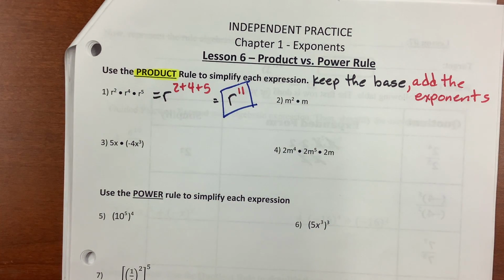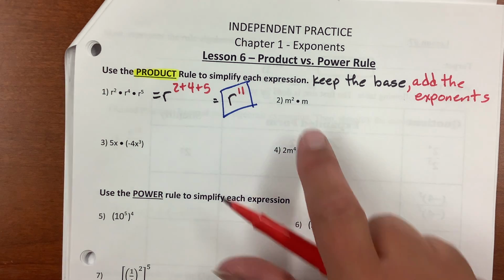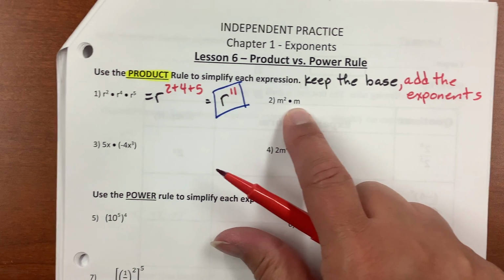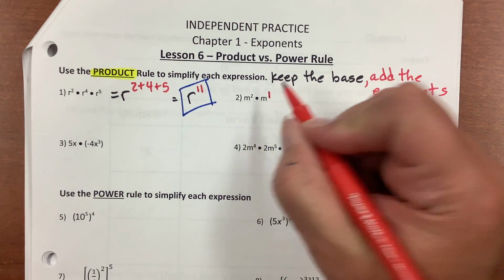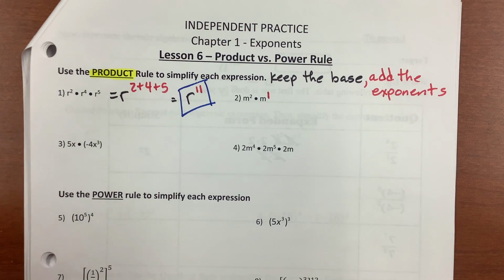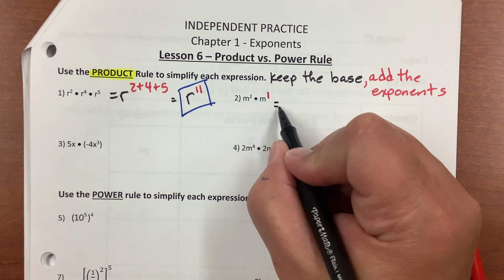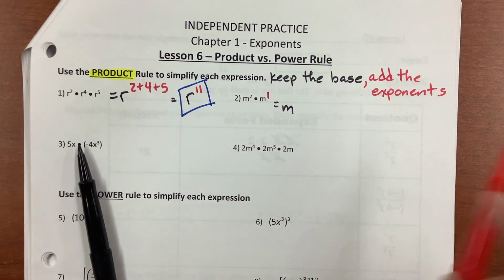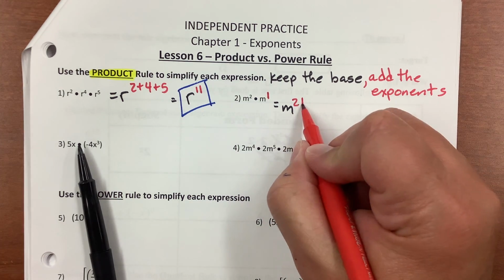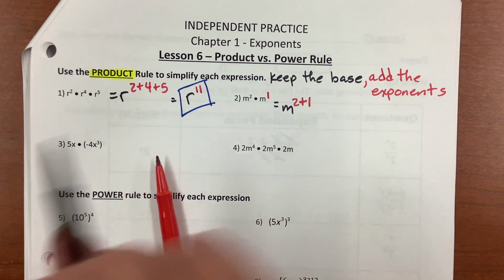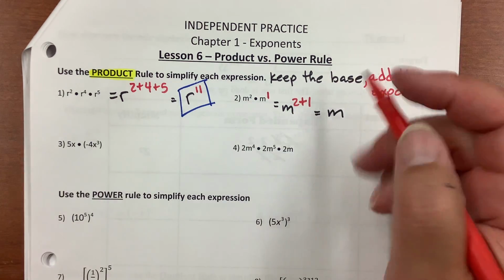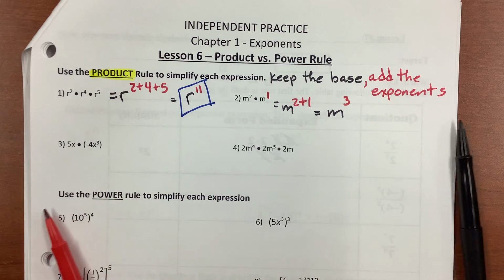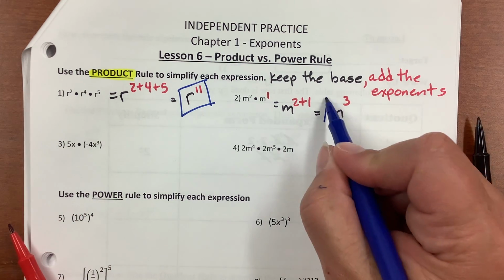The next one is a little bit difficult because there's something missing. There's no exponent on that m. So I have to give it my own little 1. So now I can keep the base m, and I can add the exponents 2 plus 1. And I get m to the 3rd power. All right. Put a little box around that one.